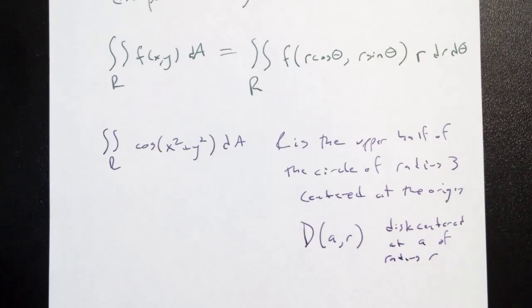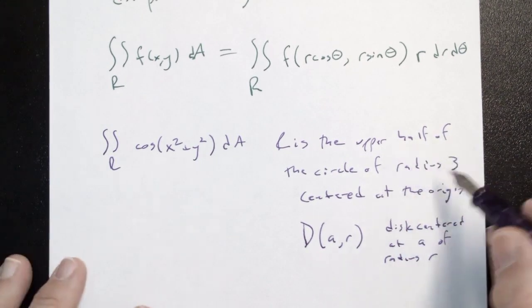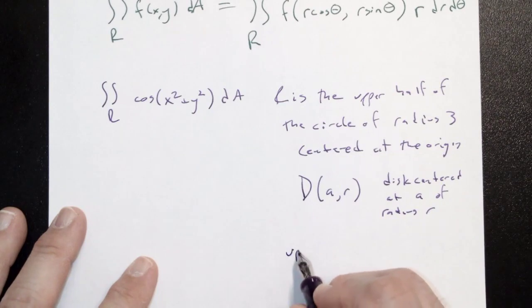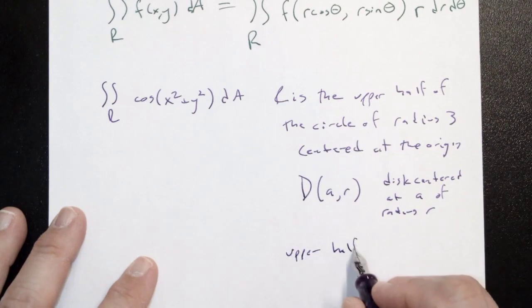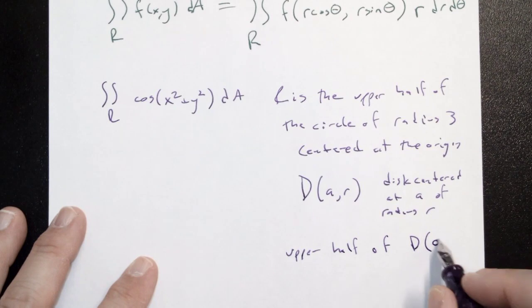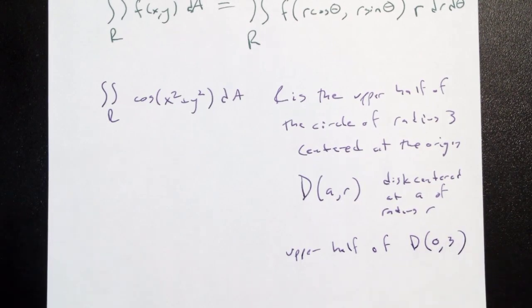And A is going to be a point, right? So that'll be the X coordinate, Y coordinate. In our case, it's the origin. So this circle, the upper half of the circle, I could write this as the upper half of D origin 3.